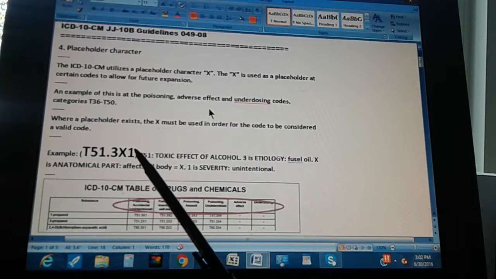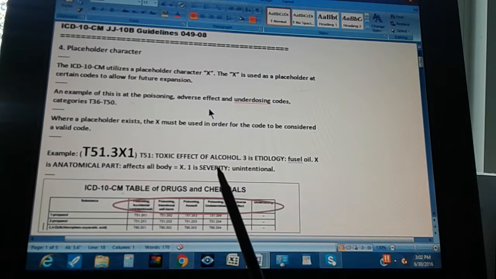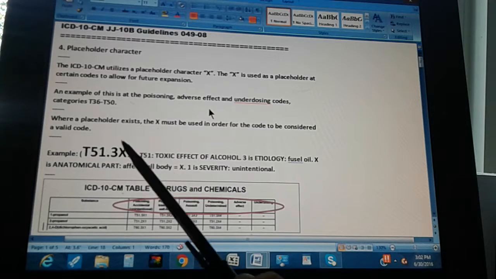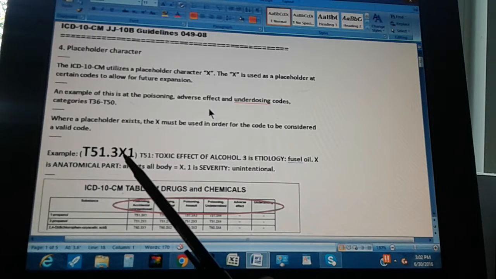So we put a placeholder, which is the X, because we have to get to the sixth character, which means the severity. We can't leave it empty because the machines won't recognize it. That's why it's called a placeholder. The X doesn't mean anything, it's just holding a place there, because this particular condition doesn't affect any particular body part, it affects the whole body. So the X means that here goes the anatomical part, but we don't have any value for it, so we put an X.